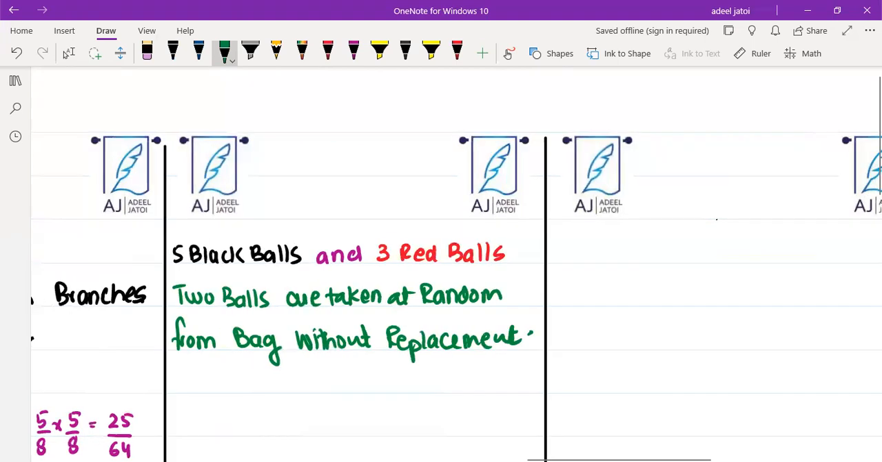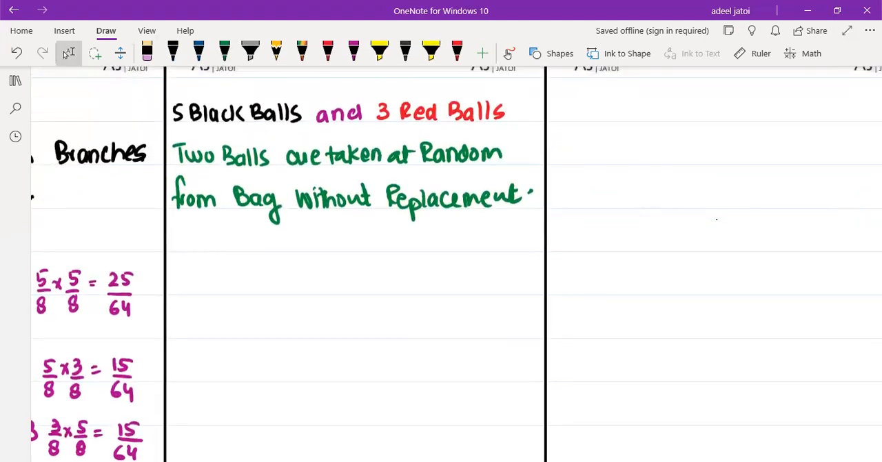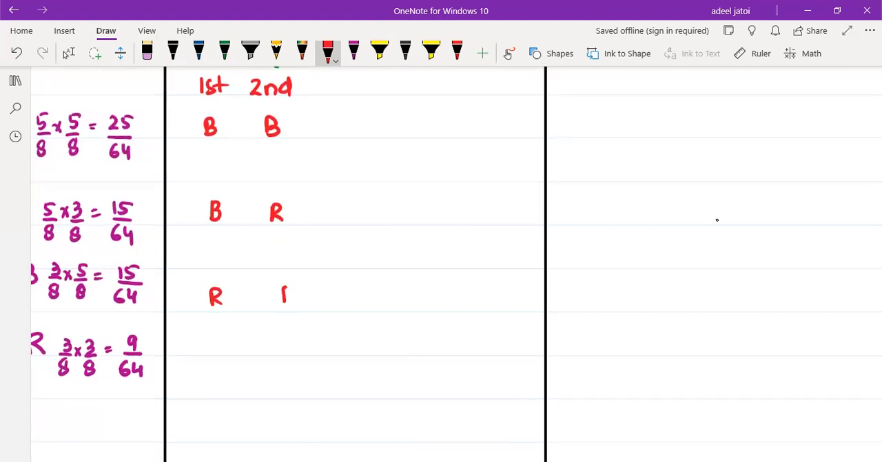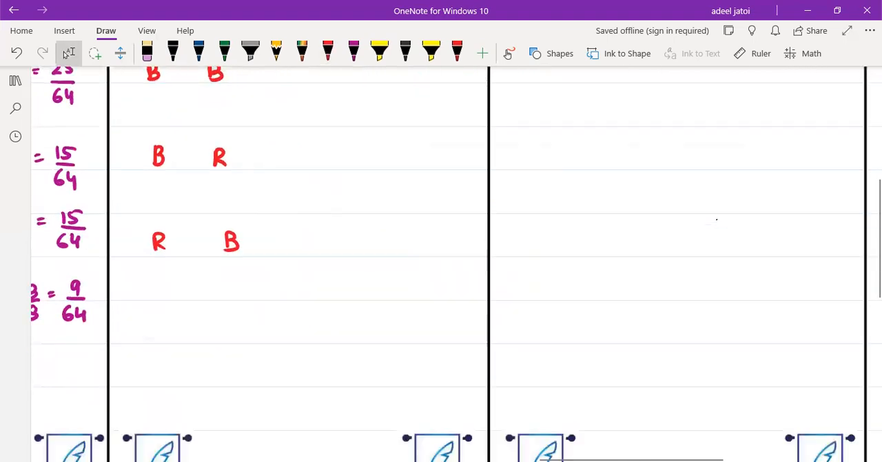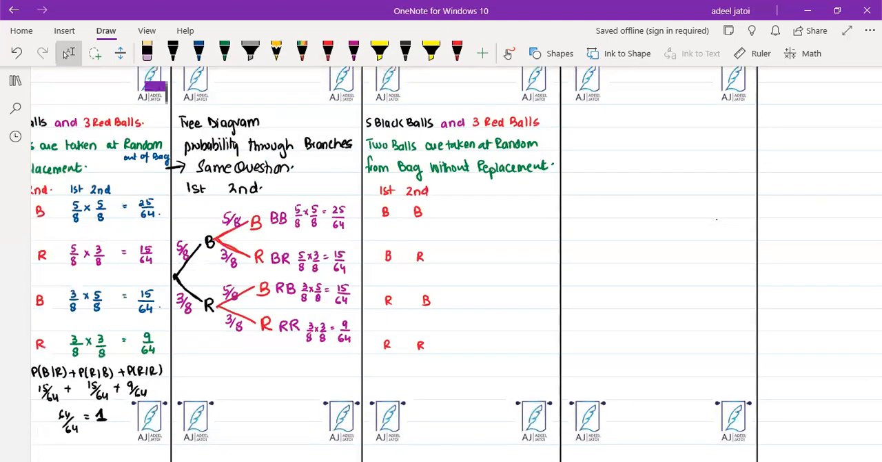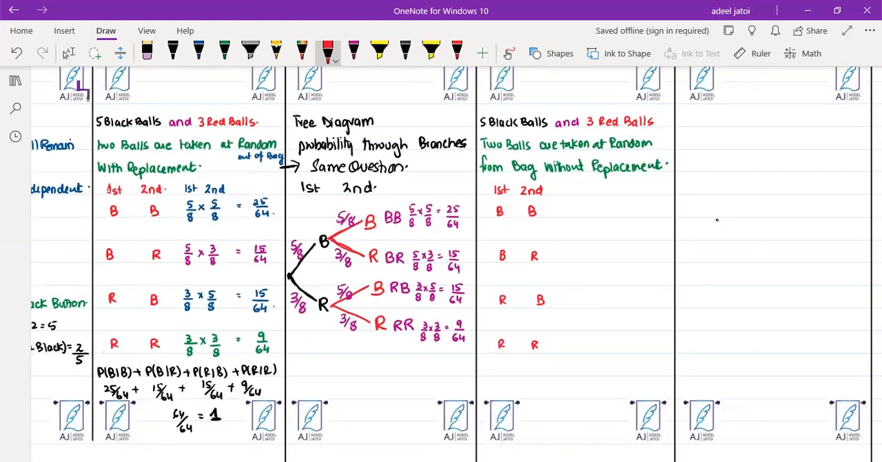Now, the same question, but now it says without replacement, and obviously 2 balls are taken, same numbers, 5 black and 3 red. The balls are going to be the same as well, black and red, first and second. So the first can be black, the second can be black. First can be black, the second can be red. First can be red, the second can be black. And it can be red and red. Overall, it's the same question that we did earlier. It was just the difference that this was with and this is without.